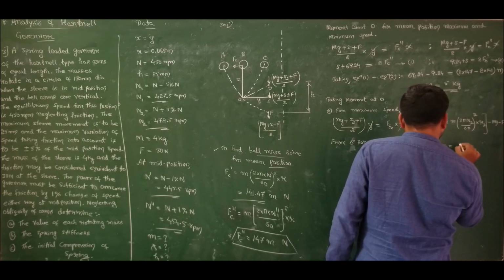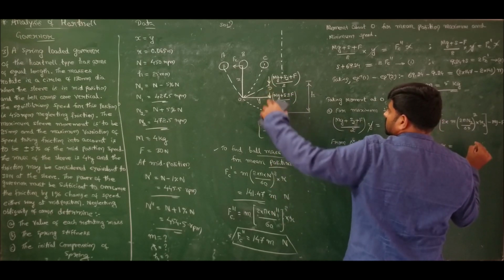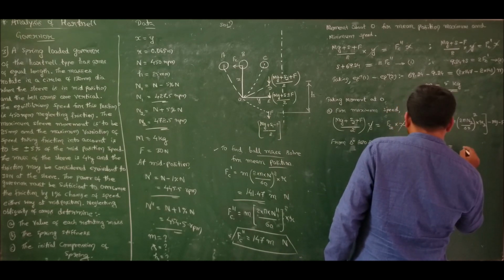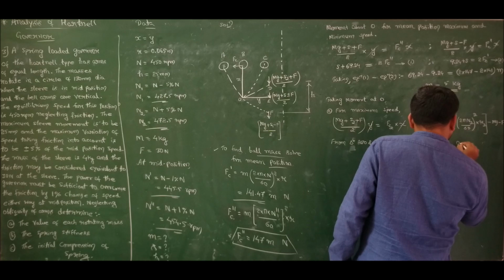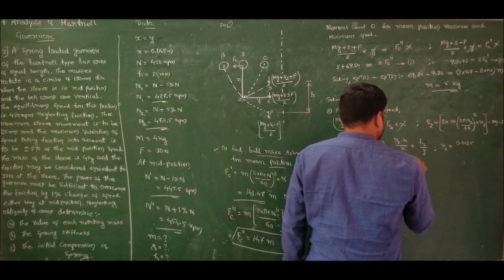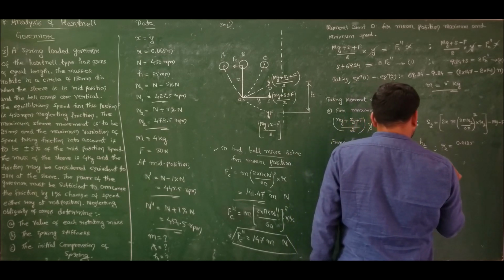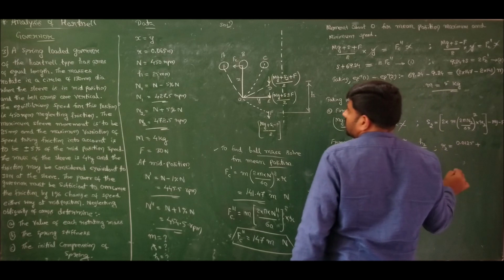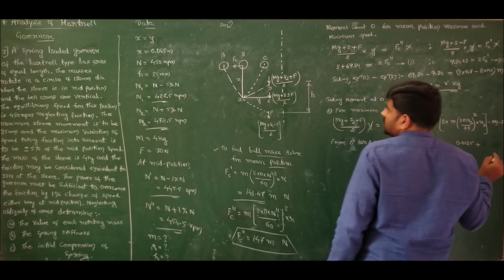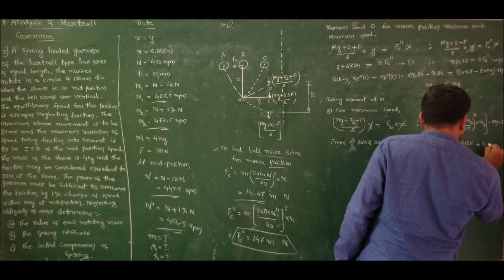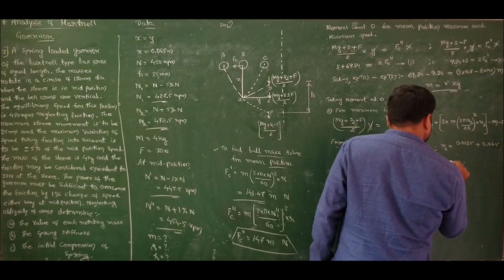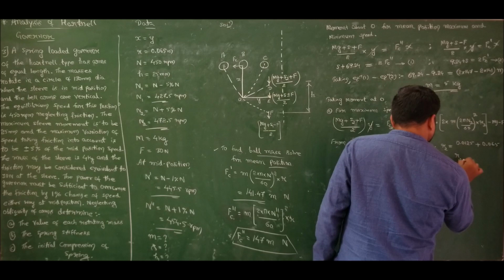R2 will become, H2 is half of H. So half of H is how much? 0.0125. X and Y will get cancelled. Plus R. R is 0.065. So therefore R2 is okay.